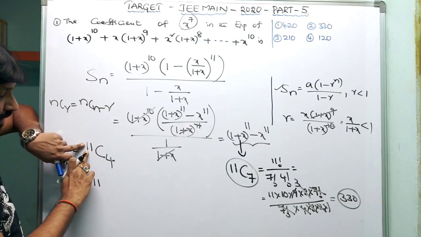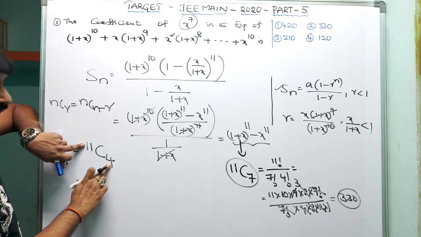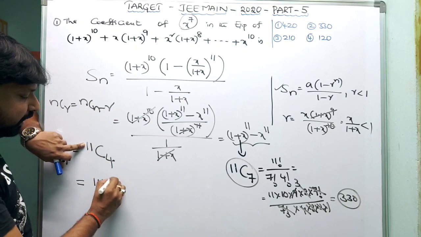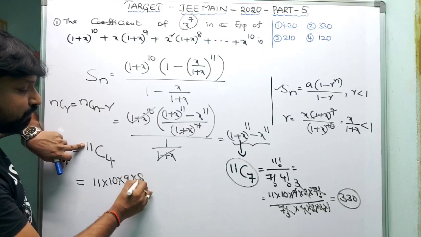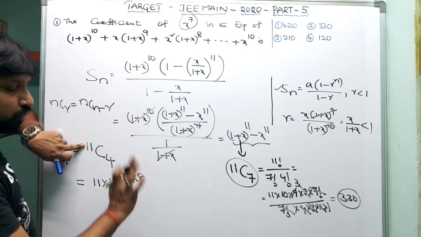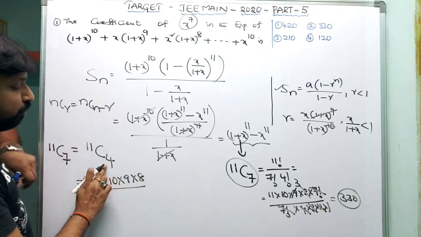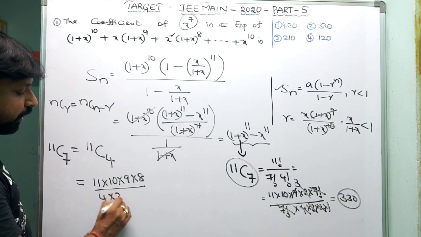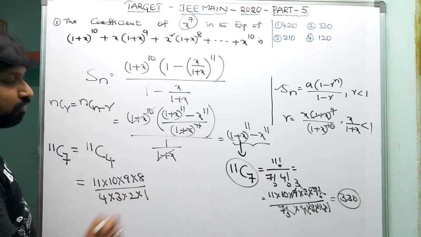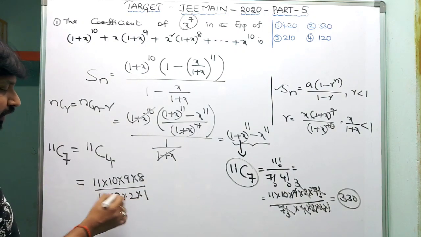From 11, start with 11 and write down 4 numbers in decreasing order. So 11 into 10 into 9 into 8. 4 numbers: 1, 2, 3, 4. That's all. Whole by 4 means from 4 to 1, write down. That's all, friends. Directly you are going to get the calculation.